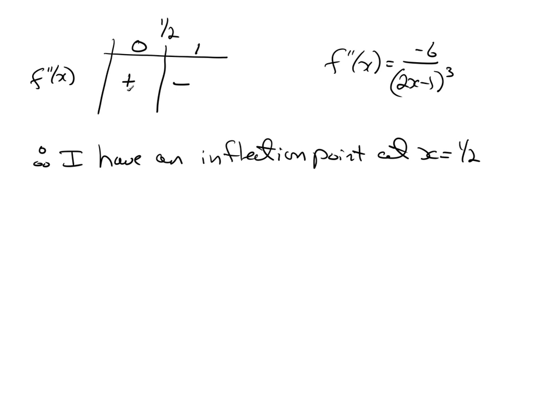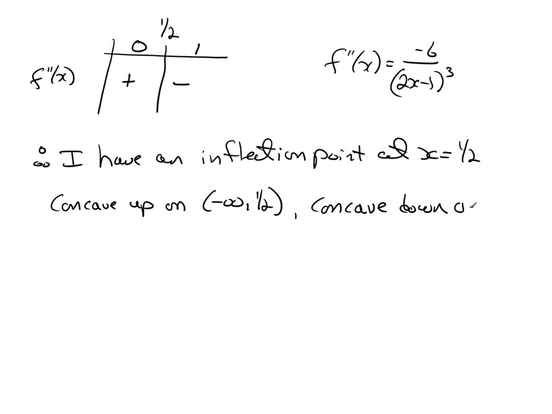Because the second derivative is positive on this interval, I know that it's going to be concave up. So I have concave up on negative infinity to 1/2. And I have concave down on 1/2 to infinity. So I have addressed all the concavity and the inflection point.